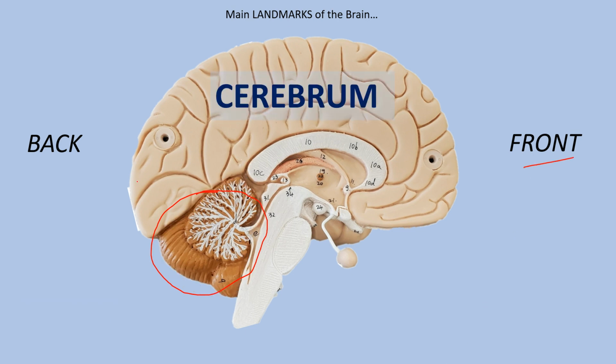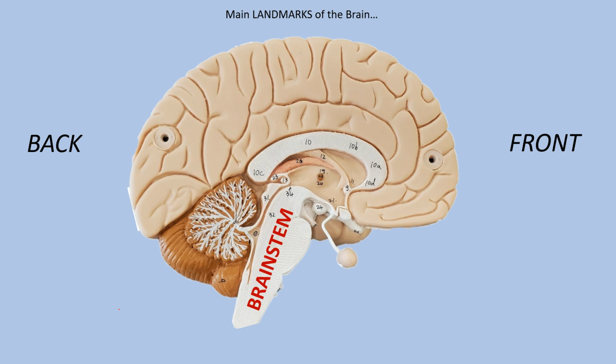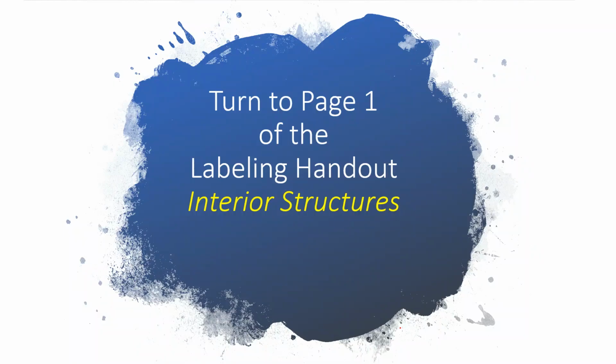Another structure that you're going to need to know is the cerebrum. All these wrinkles and folds is called the cerebrum. It's what you think of when somebody says the word brain to you, that mental image of all the wrinkles and folds. That's the cerebrum. Another structure you need to know generally is the brainstem. This entire structure right here, it's all kind of a whitish color. This is all brainstem. We'll talk more about the brainstem later.